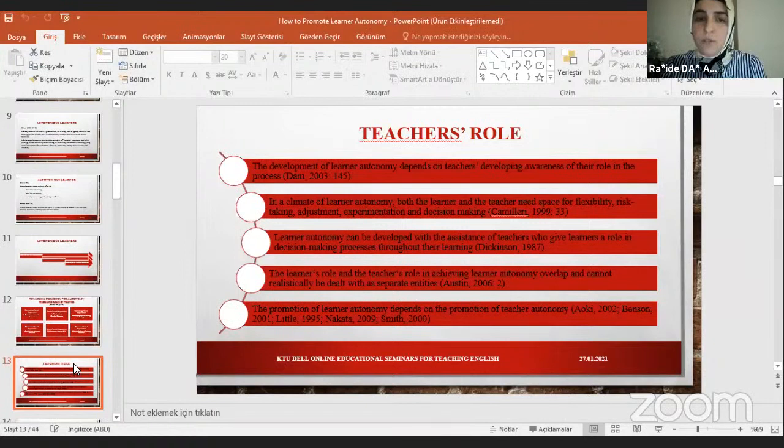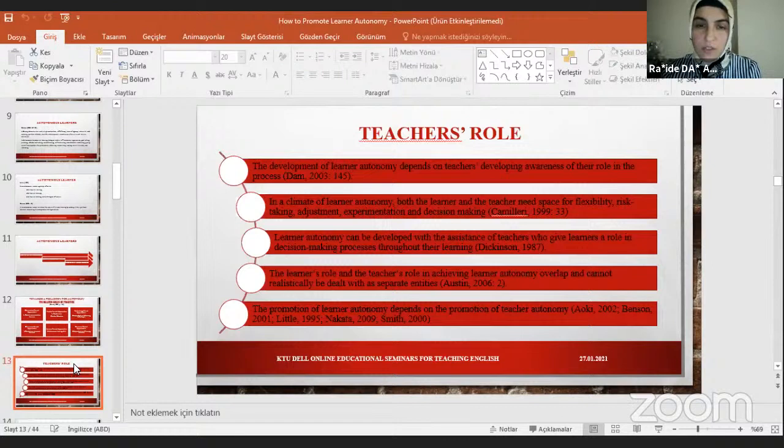For instance, so as to share this control with your learners. So adjustments: depending on the needs of your learners, you should do some adjustments to your teaching pedagogies and teaching procedures. And you should keep in mind that learner autonomy can be developed with your own assistance as a teacher, because you are the real agency, the real figure in the class, so you can give your learner a chance to make a decision in their learning process. As a teacher in the classroom, you can manage this.